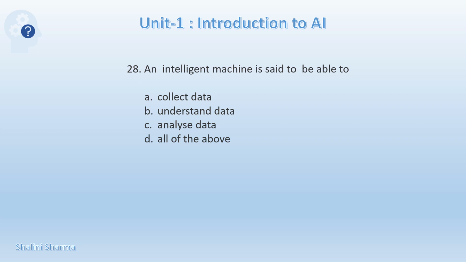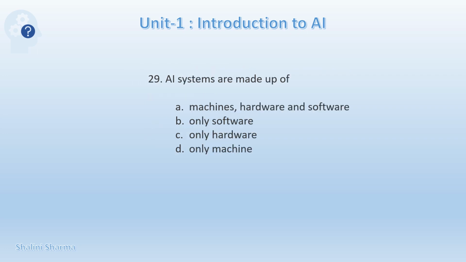28th question. An intelligent machine is said to be able to option A. Collect data, B. Understand data, option C. Analyze data, D. Option all of the above. And as we are all aware, an intelligent machine can collect data, understand data, and analyze data. So the correct option is D. All of the above.